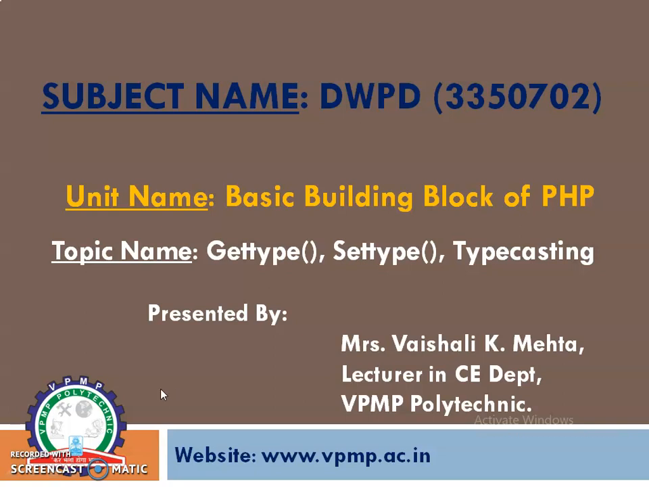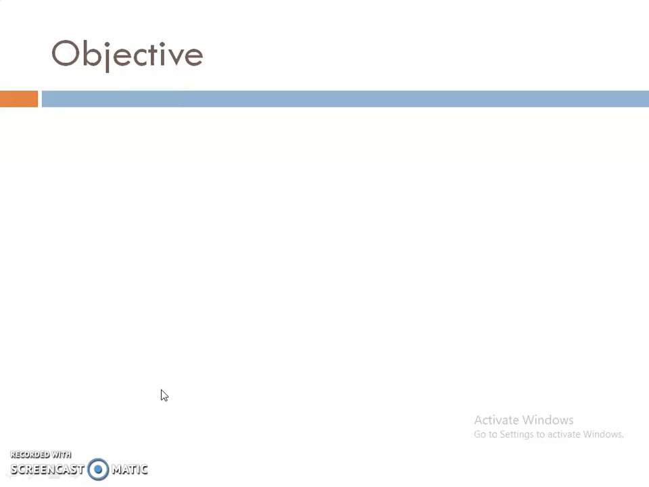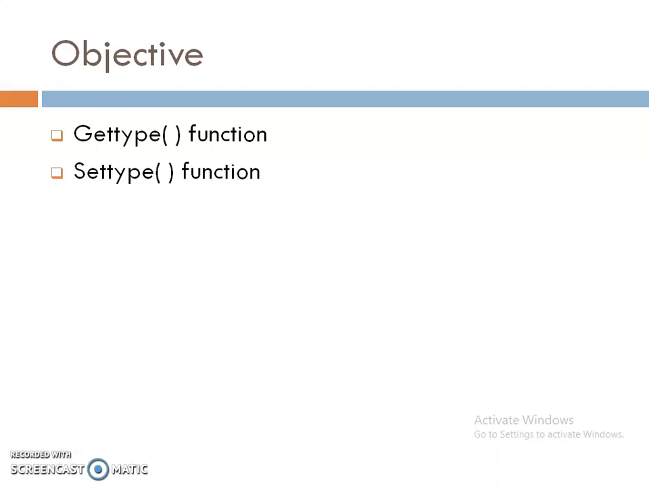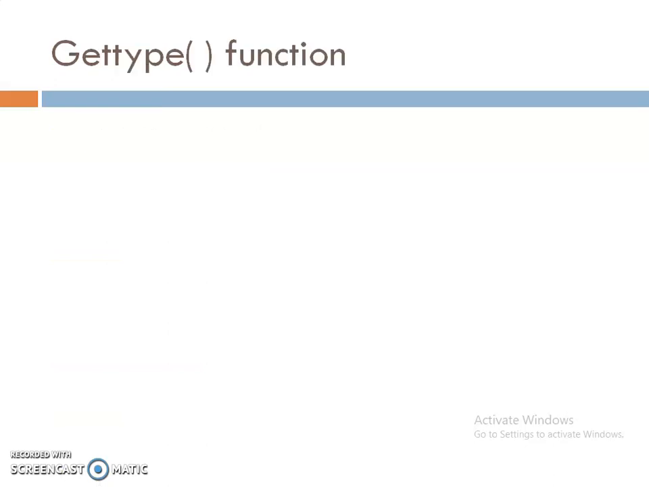Unit number 2, basic building blocks of PHP, and my current topic is the gettype function, the settype function, and the concept of typecasting. The objective of today's lecture is that we will discuss various variable handling functions like the gettype function and the settype function. We will also discuss the concept of typecasting. So let's start with the gettype function.